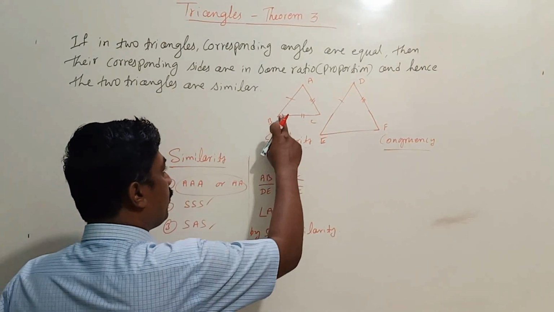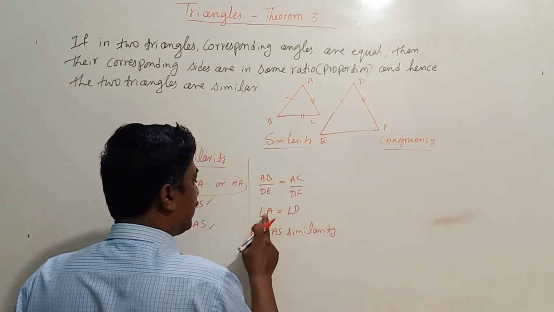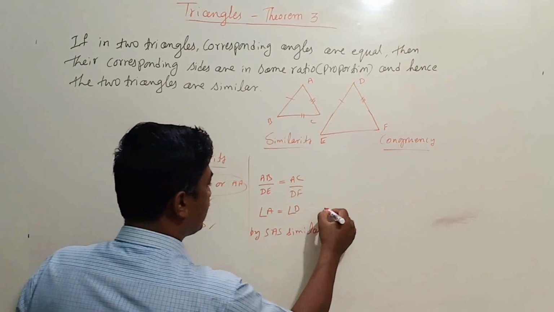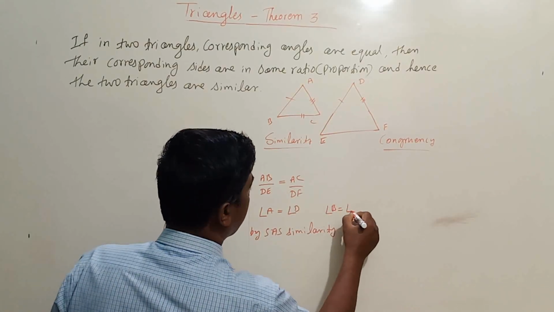Now, suppose if you want to take angle B is equal to angle E here. What I said here, angle B is equal to angle E.